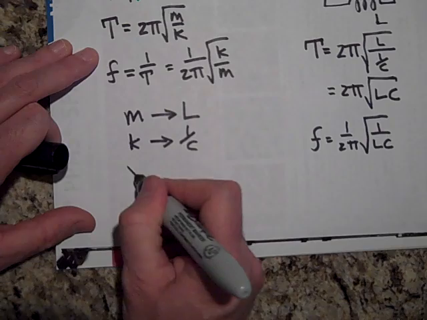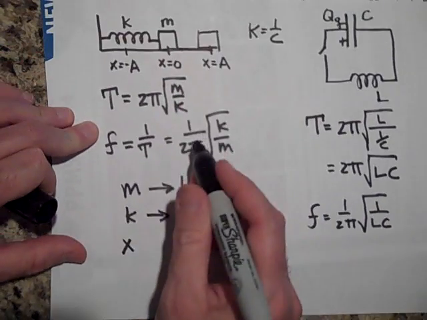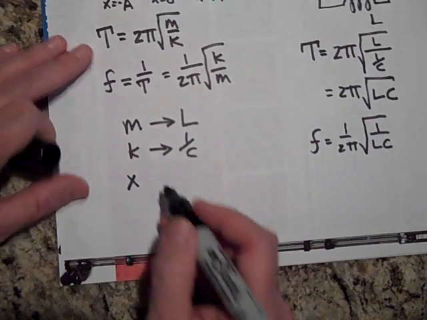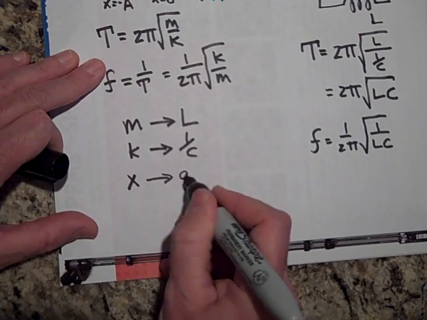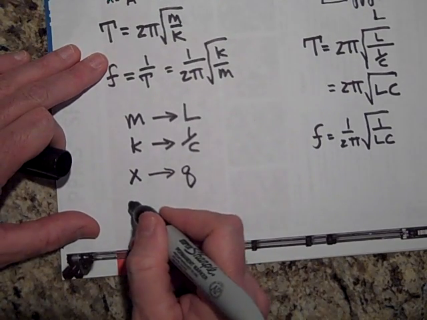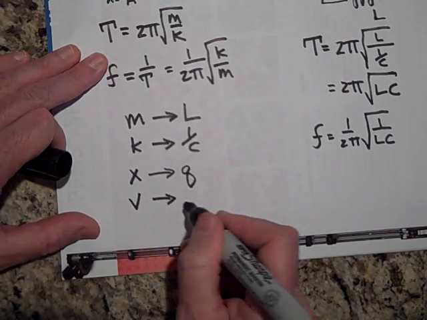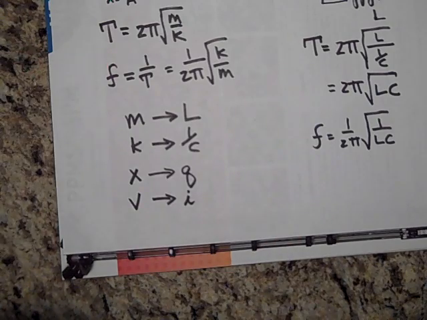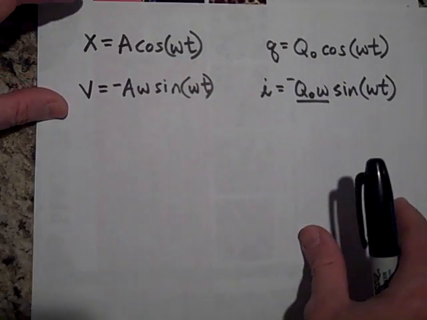Let's see, X, how far you are from the equilibrium position, is analogous to Q. And it turns out that V is analogous to I. Okay, so let's go back. And so we have those right there.